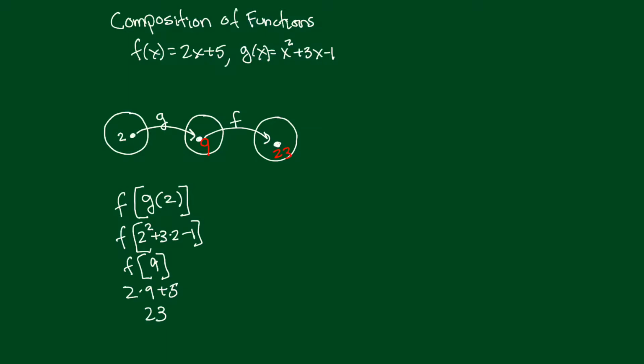Now what I would like is to start with the 2 and just go directly to the 23. Maybe I really don't care about the intermediate value of 9. I just want to know, if I put in a 2, all in all at the end, what do I get out? The 23. So I would like to develop a rule that goes from the beginning, non-stop, all the way to the end. And here's how we're going to do that.